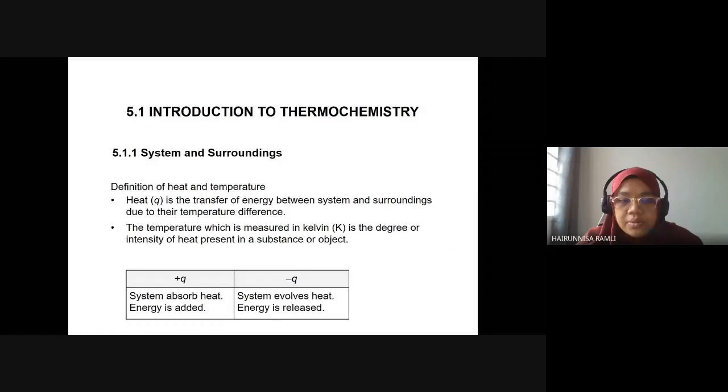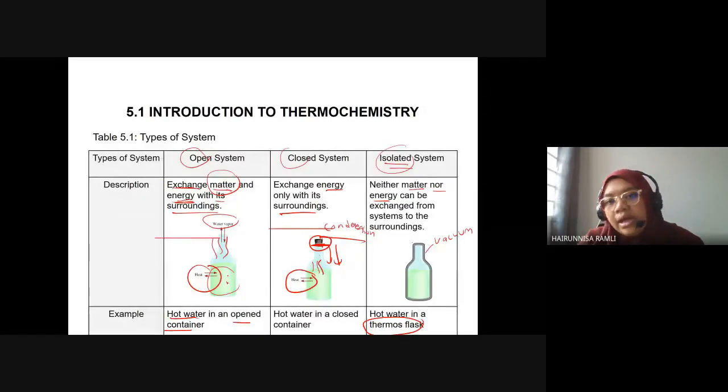Okay. So basically, sebenarnya kita nak measure heat changes, basically this is the best lah. Okay, we want to follow the isolated system.